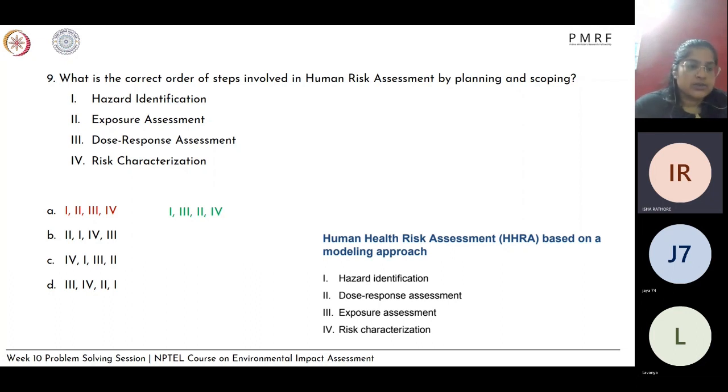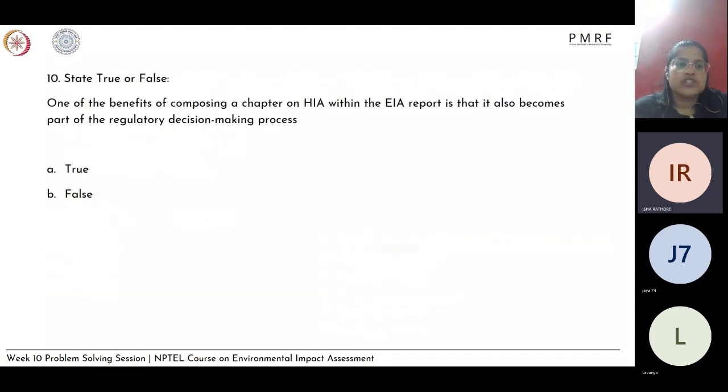So this has been communicated to the NPTEL team as well, and the associated marks for the same will be updated. So I hope that answers the queries. So moving on to question 10, state true or false. One of the benefits of composing a chapter on HIA within the EIA report is that it also becomes part of the regulatory decision-making process. So the statement is true.